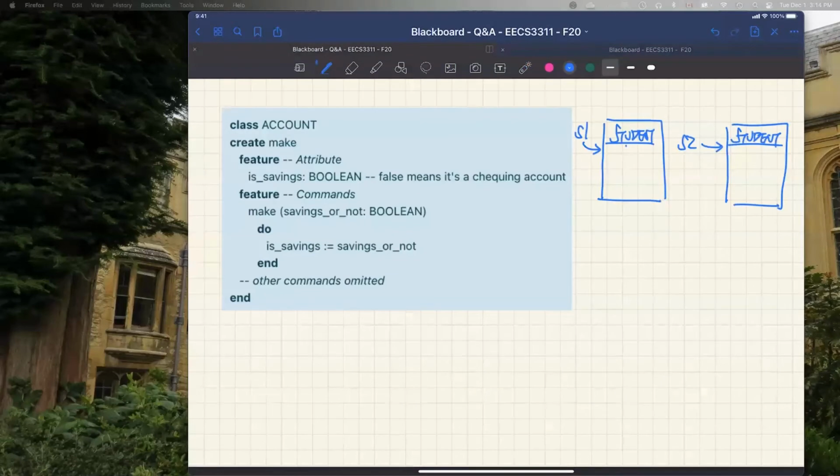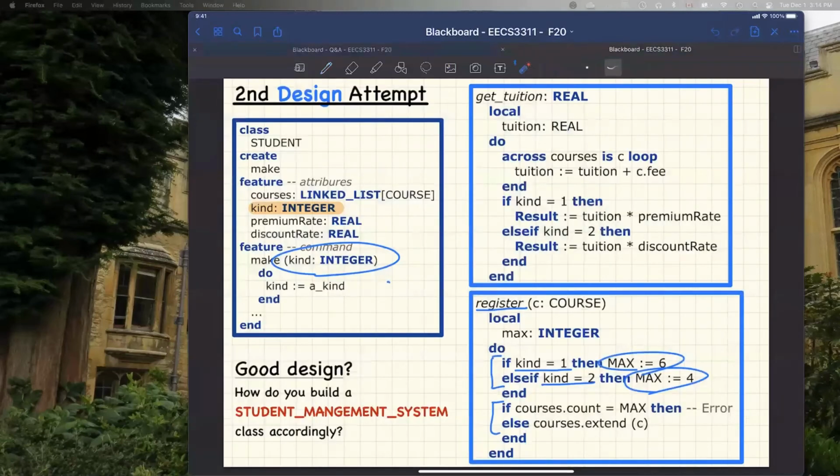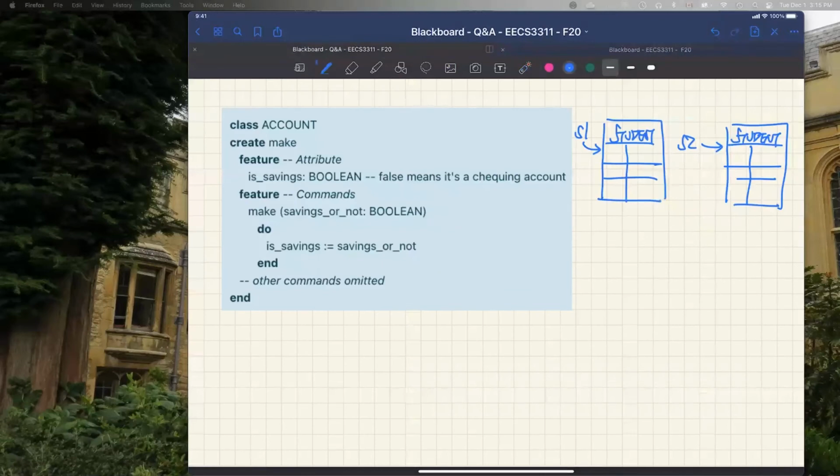Of course, every student object has at least 3 attributes. Let's not worry about the courses, since that's really common to both of them. Let's talk about kind, premium rate, and discount rate. Let's say we have the kind over here, and also the kind over here. The first one is simply 1, which means we're talking about resident students, and the second one is simply 2, non-resident students. And then we have premium rates and discount rate, and premium rates and discount rate.